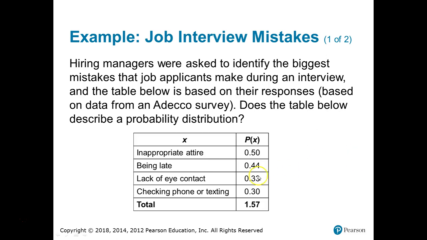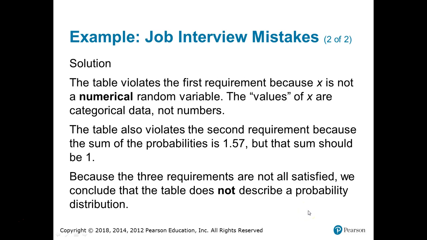Well, we got 0.5 for inappropriate attire, 44% were late, 33% lacked eye contact, 30% were looking at their phone during the interview, and the total is 1.57 if you add all those up. So does this satisfy the requirements? The table violates the first requirement because x is not a numerical random variable. The values of x are categorical data, not numbers.